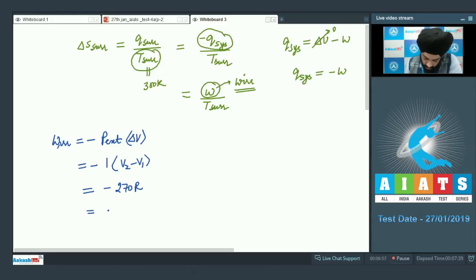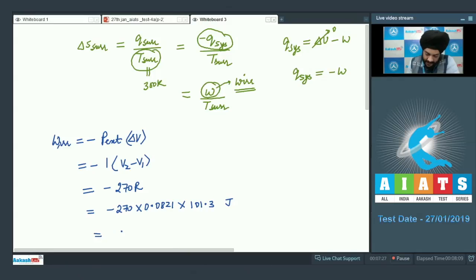So if we put the value 270 into 0.0821 into the conversion factor, this will give us the value in atmosphere liter, and we have to convert the atmosphere liter into joules. So we have to multiply this by the conversion factor which is given to us in the comprehension, which is equal to 101.3. So this will come out in joules.